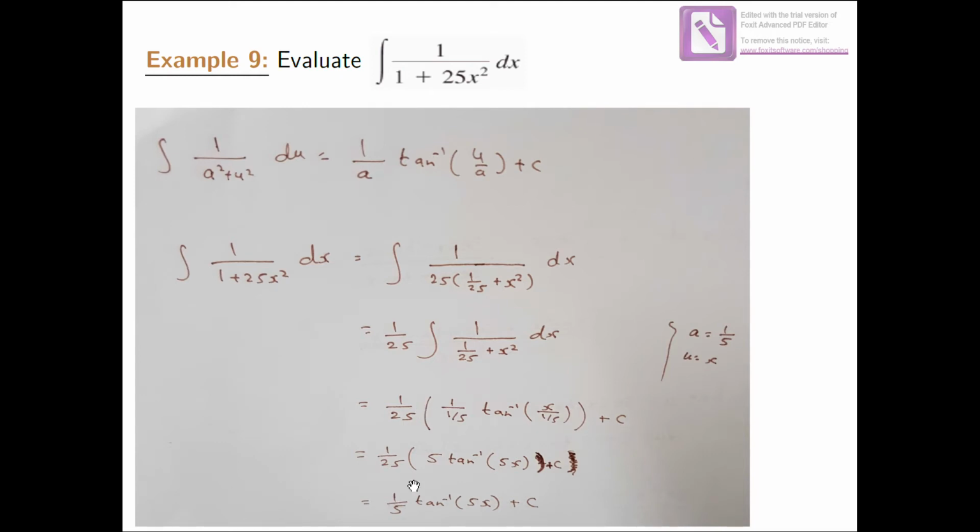So this is 1 over 25, 1 over 1 over 5 is 5, tan inverse, x over 1 over 5 is 5x, plus the constant c. So the integral will be, if we cancel 25 and we take 5 from here, we get 1 over 5 tan inverse 5x plus the constant c.